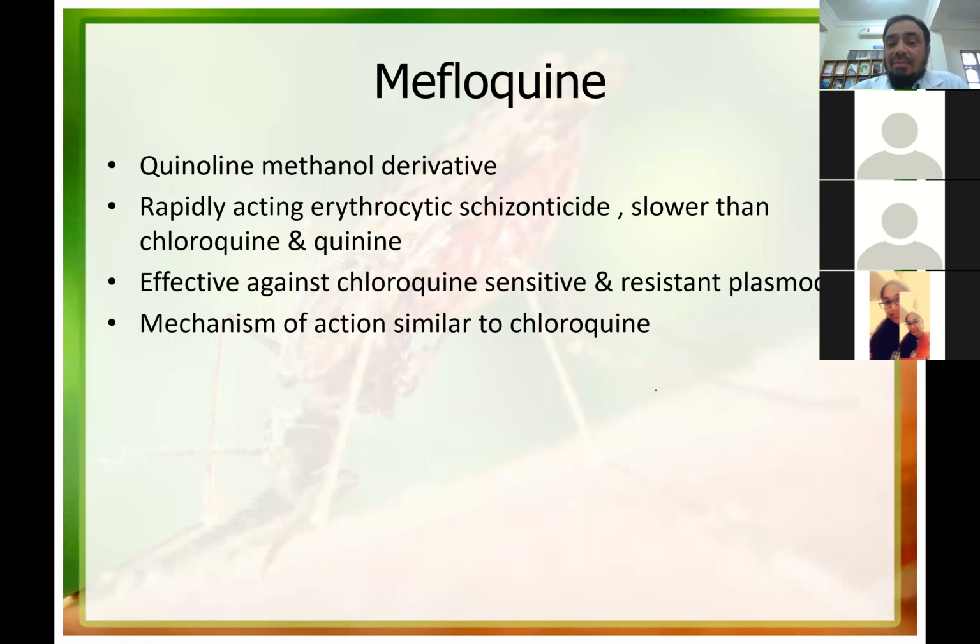Now coming to mefloquine. Mefloquine is a quinoline methanol. Okay, all these drugs, they have mechanism of action similar to chloroquine. So mefloquine also, its mechanism is similar to chloroquine, and just like chloroquine, it is a rapidly acting erythrocytic schizonticide, but it has slow action than chloroquine and quinine.